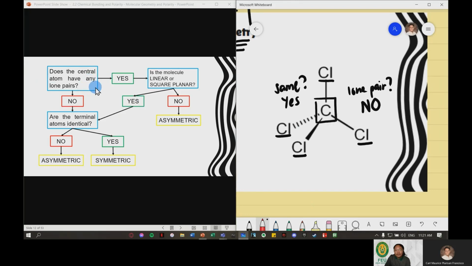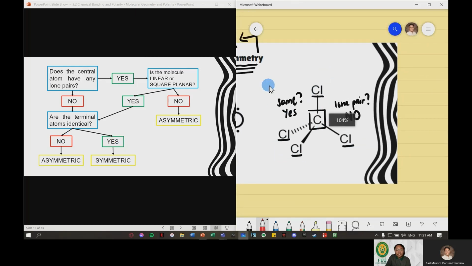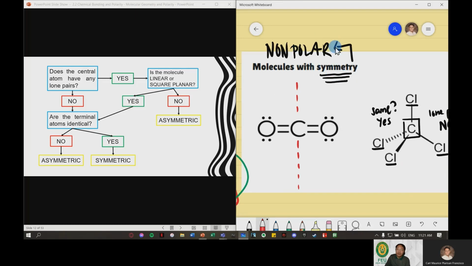Does the central atom have any lone pairs? No, it doesn't have any lone pairs. Next question. Are the terminal atoms identical? Yes, they are all chlorine atoms. Yes, therefore, this is symmetric nonpolar. So you may use these conditional statements as you go along understanding the symmetry and polarity of the molecules.